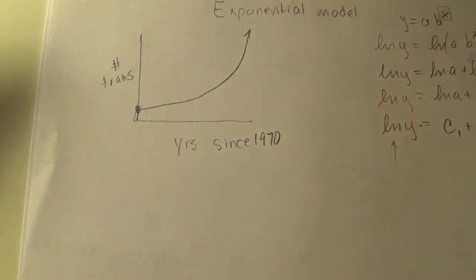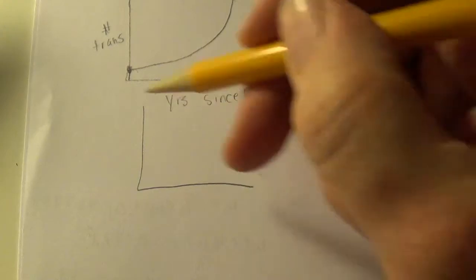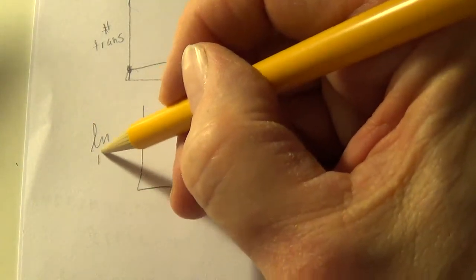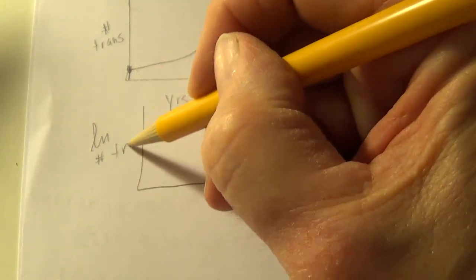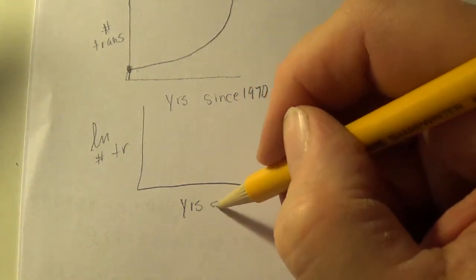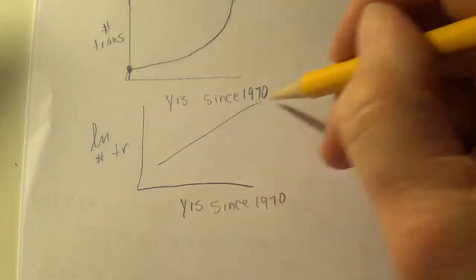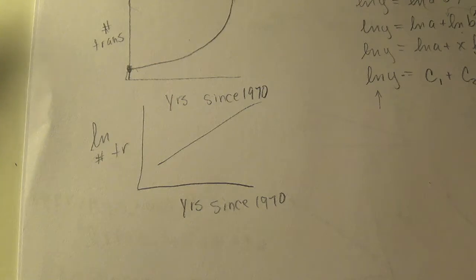So we want to straighten that, and it turns out that the way we straighten it is we're going to take the ln of this number of transistors, and we're going to leave this data, the years since 1970, by itself, and sure enough, it straightens right out. Let's look at the Minitab to get the lowdown on that. So it's on the next page there, and you can see how it straightened out quite well.